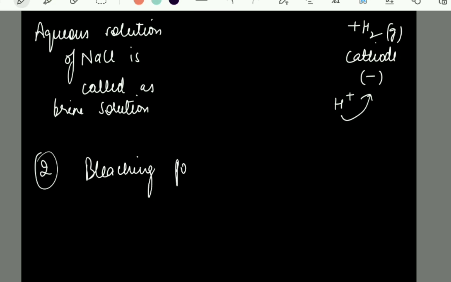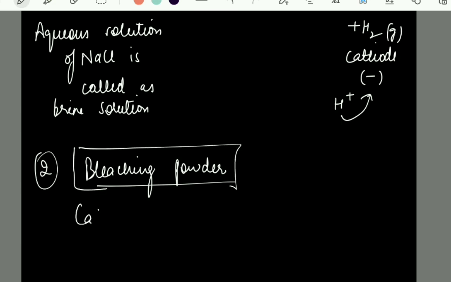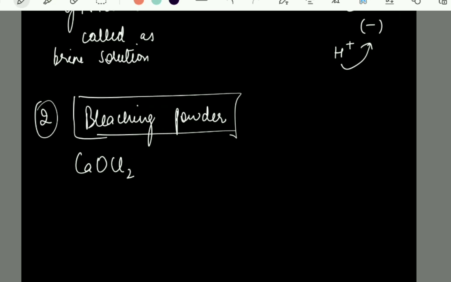That is bleaching powder. So chemically, if we represent bleaching powder with the formula CaOCl2, I've discussed in my previous videos many times, even in oxidation number. So CaOCl2, calcium oxychloride. So how do we obtain this?